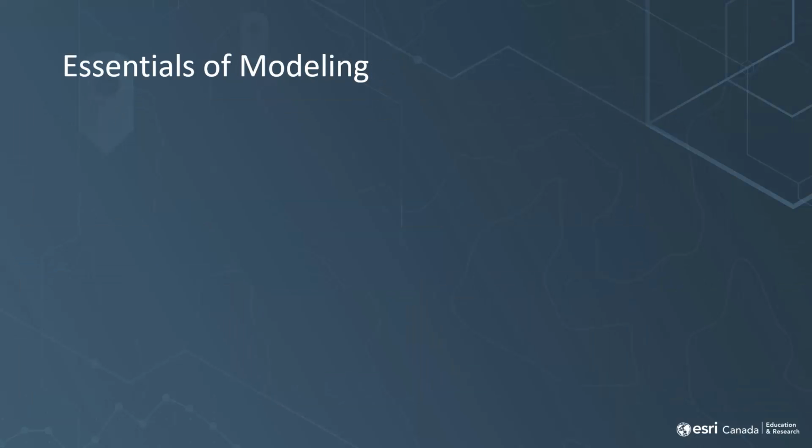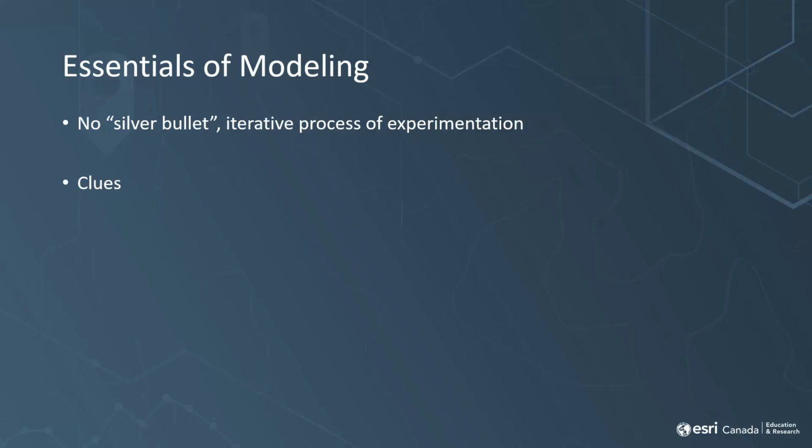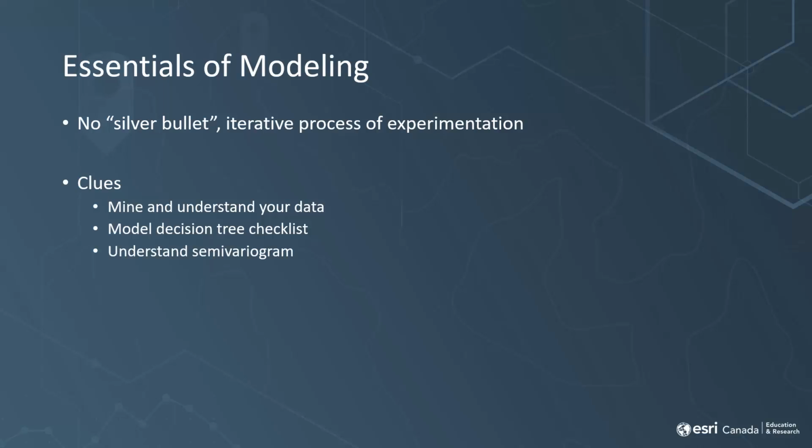So let's say you've selected your spatial interpolation model. There are several required parameters you will have to fill in. Unfortunately, there is no silver bullet to properly define the parameters. Instead, it is an iterative process of experimentation based on a set of clues. These clues are mining and understanding your data, checking the model decision tree checklist, understanding the semi-variogram, and deciding the lag size, direction, type of model, and whether to combine multiple models into one, that is, if it is applicable.